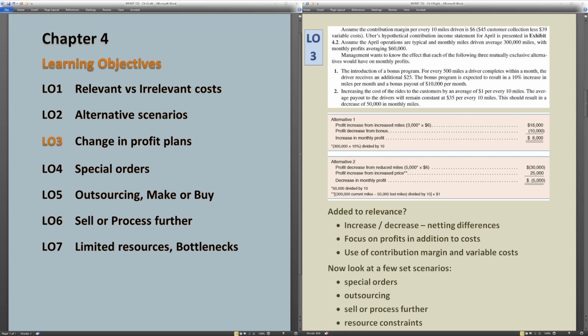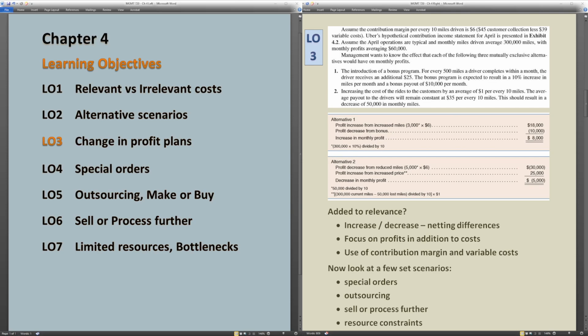So if we look at alternative 1, let's not worry about the first line quite yet. Let's just look at the second one. The profit decrease from the bonus, right? We're paying out a bonus. That means profits are going to go down by 10,000. But there is also the profit increase from increased miles, in other words, where the program is designed to entice drivers to drive more or drive further. So for every 500 miles completed within a month, the driver will get an additional $25. That's the bonus payout. And they're anticipating paying out those $25 increments a total of $10,000.